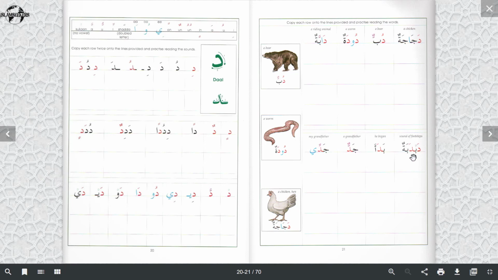Line 2. The sound of footsteps. Dabdabatun. He began. Bada'a. A grandfather. Jaddun. My grandfather. Jaddi.